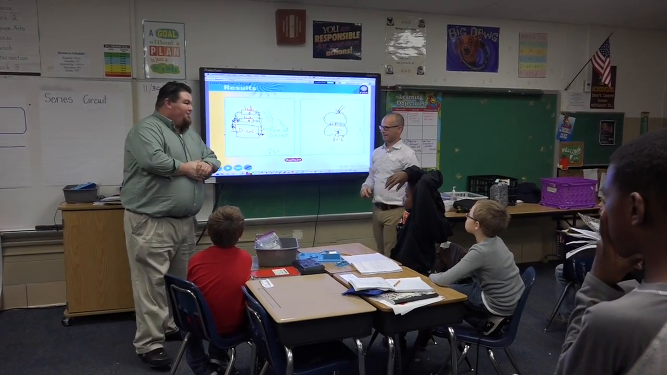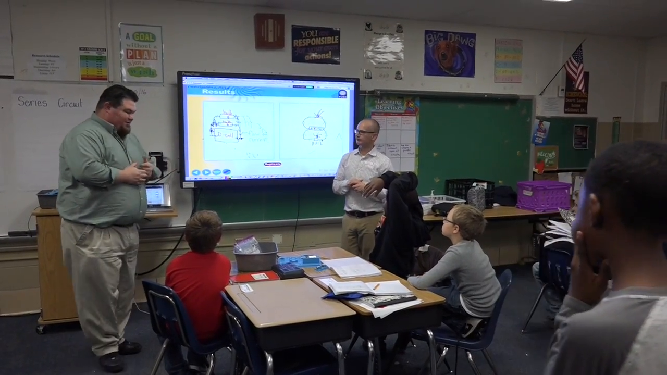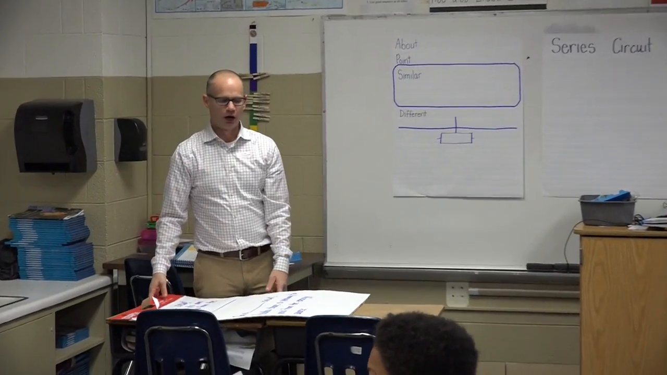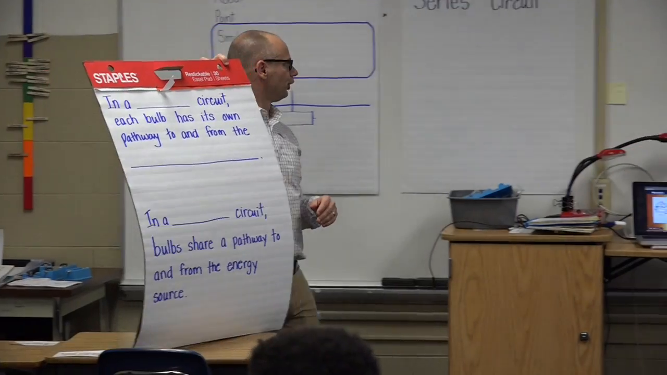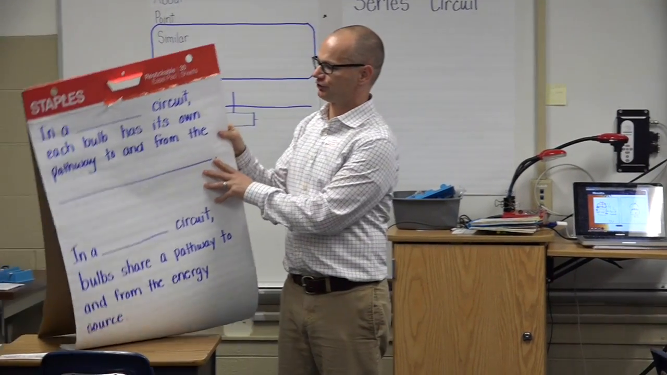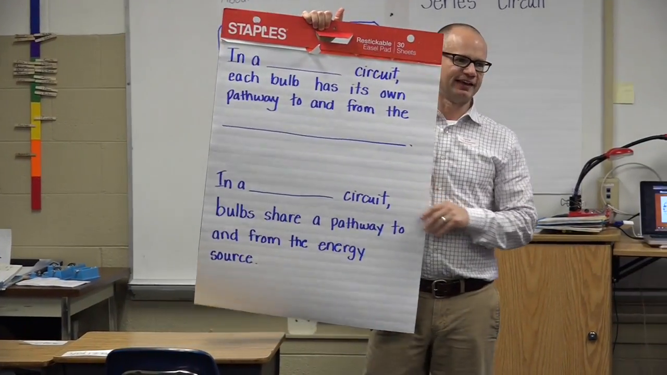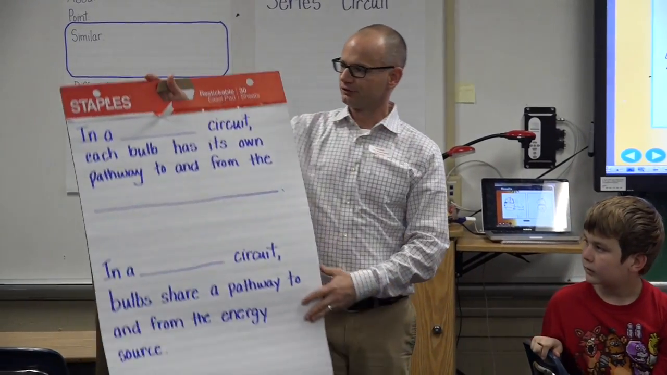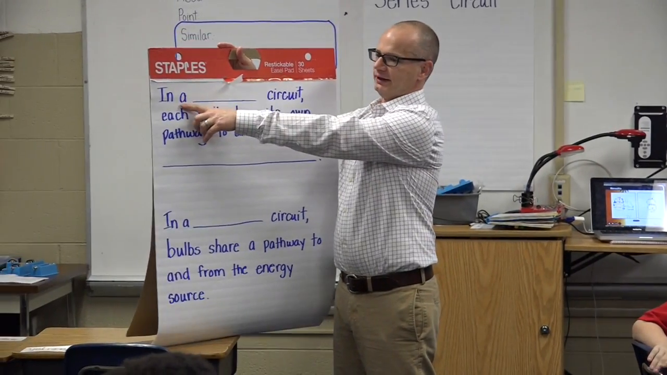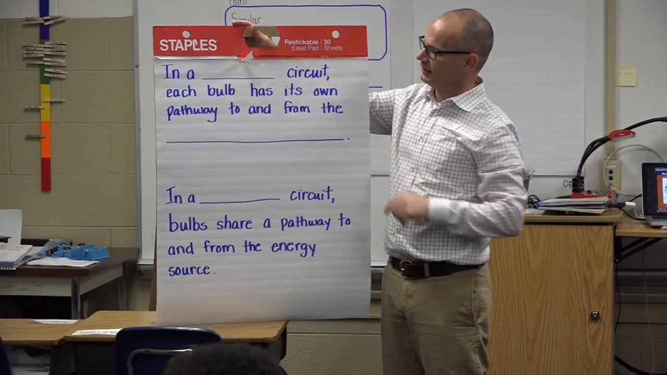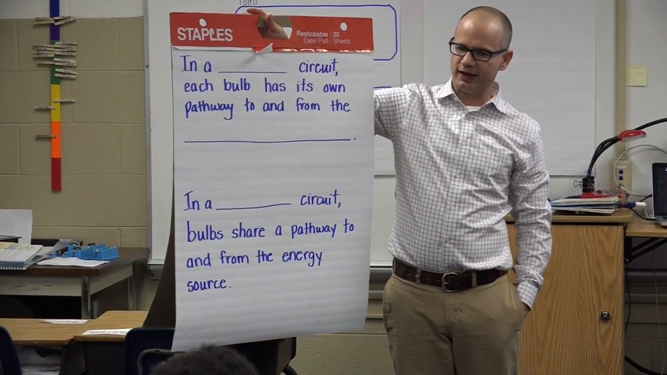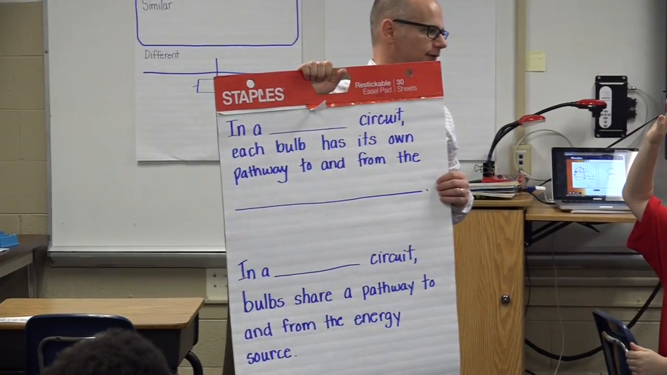But that's kind of as far as our science lesson got with the other groups. So we're going to summarize today what you learned. We learned about series and parallel circuits, right? Yes. So let's look at these sentences and see if we can figure out which words belong in the blank. Let's look at this first sentence. In a blank circuit, each bulb has its own pathway to and from the blank.